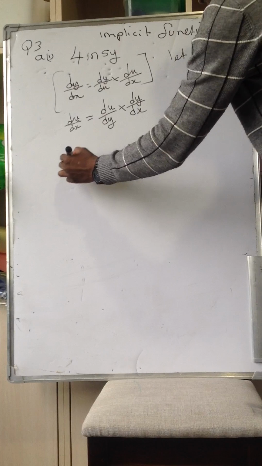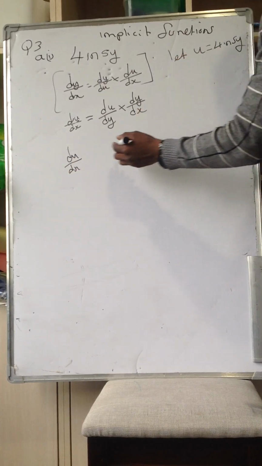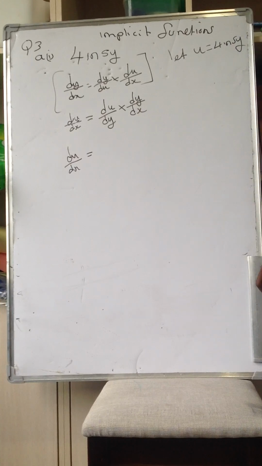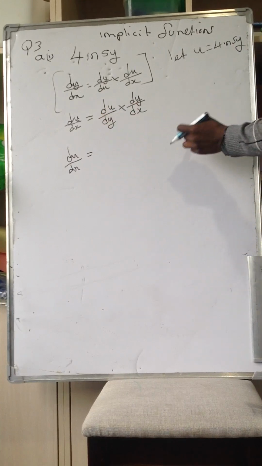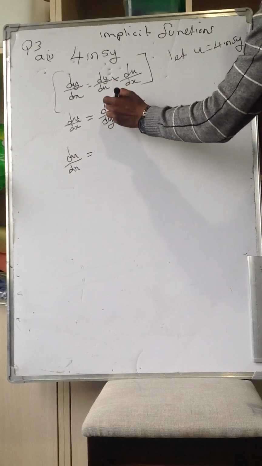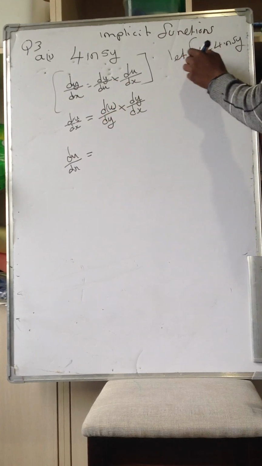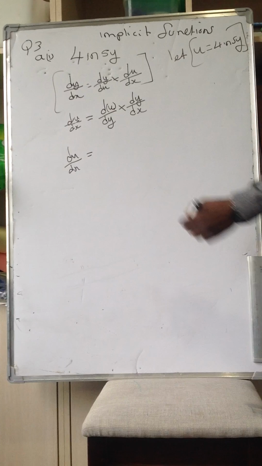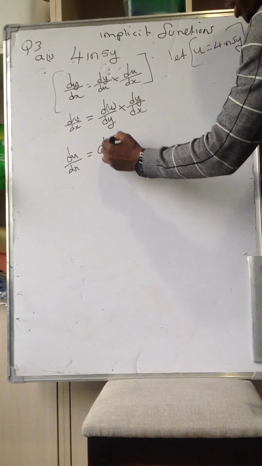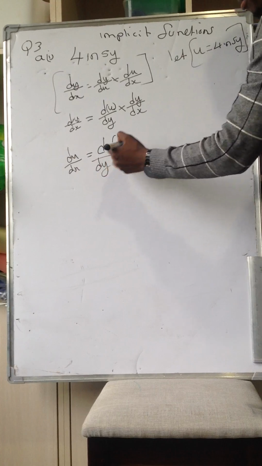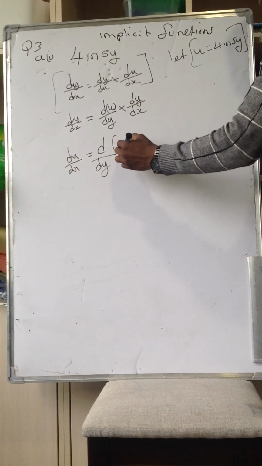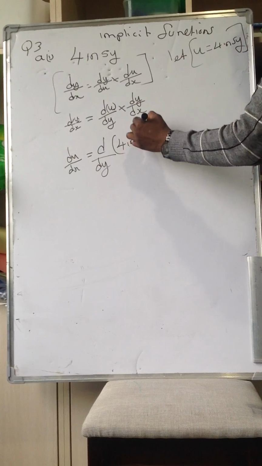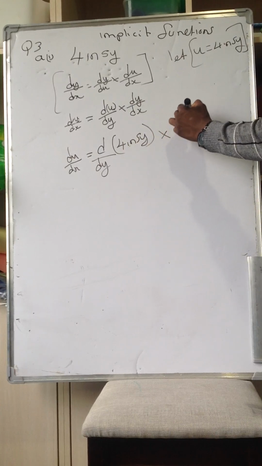So du/dx is equal to, what is our du/dy? While there is u here, we are going to substitute with what? With this one. It's just part of the expression which you are substituting. You're not substituting everything. That's where the implicit function is coming from. Just substitute part of the expression, not everything. So we are going to have d/dy, open bracket, what is our u? Our u will have 4 ln 5y, you close, you multiply it by dy/dx.